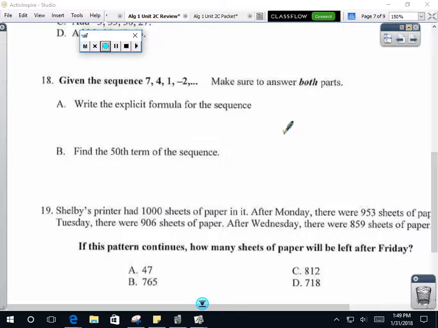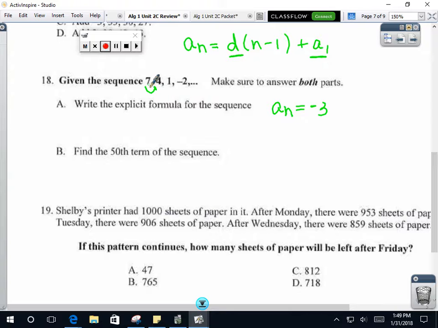Given the sequence 7, 4, 1, negative 2, they first want you to write the explicit formula, and then they want you to find the 50th term. Okay, so the explicit formula is a sub n equals d times n minus 1 plus a sub 1, or like I showed you a second ago, how they write it on the formula sheet. To be able to do this, you have to know the d and the a sub 1, and then you just fill them in. What is the d? Right, because to get from one number to the next in this, they're subtracting 3. And then multiply that by n minus 1, and then add the a sub 1, which in this one is 7. That's the first term.